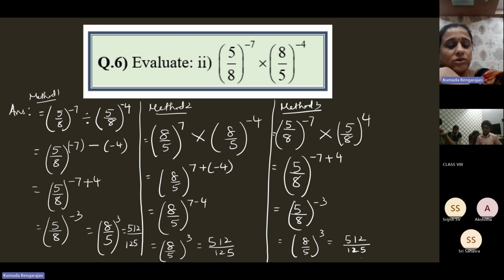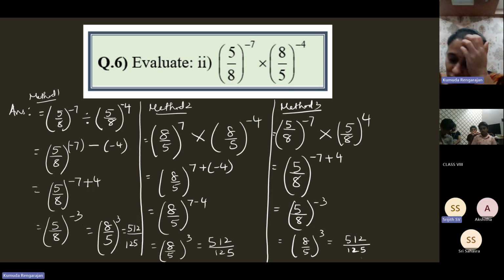Children, I'm not saying ignore, but just keep the first method aside. See the second and third method. In the second method, you preferred the base 8 by 5. In the third method, you preferred the base 5 by 8. It's very simple. You just have to decide which base you want to have. You need to have a common base. We have two different bases.